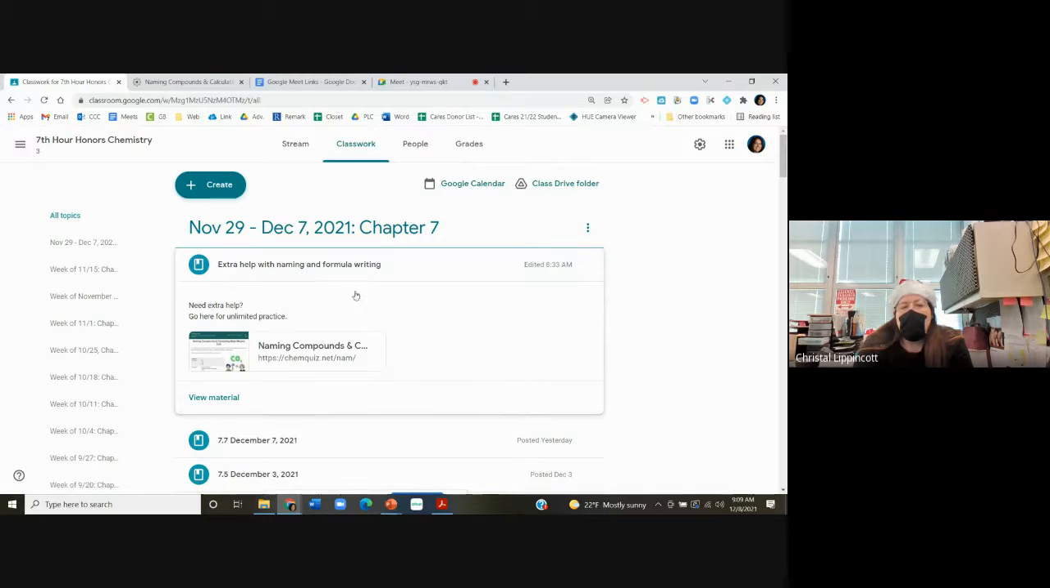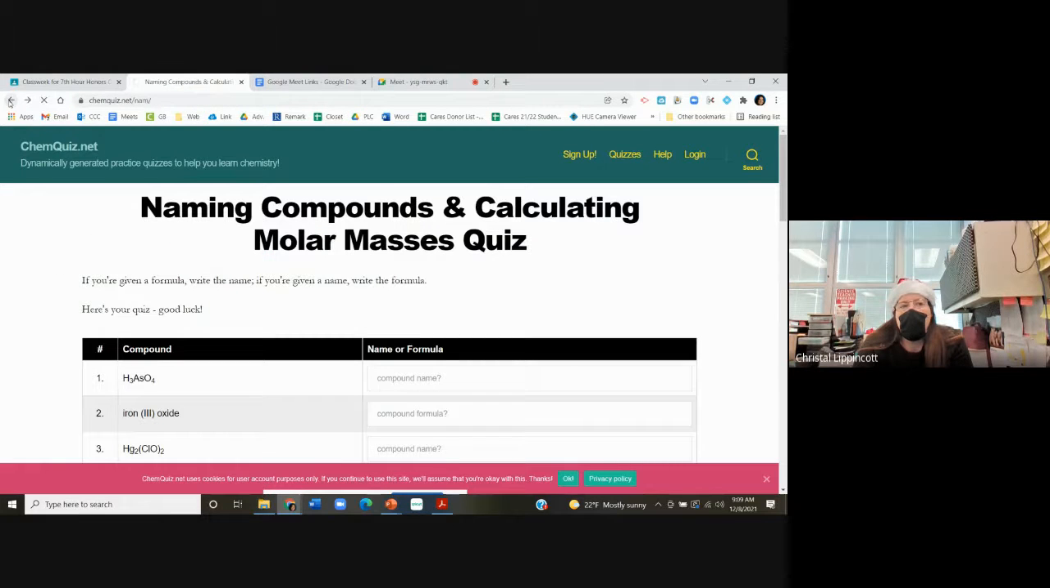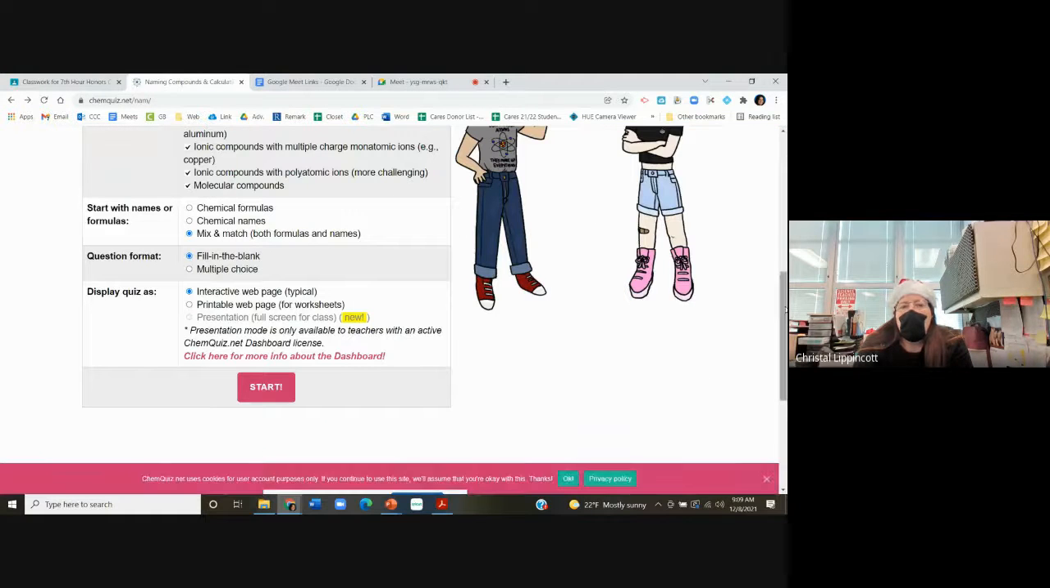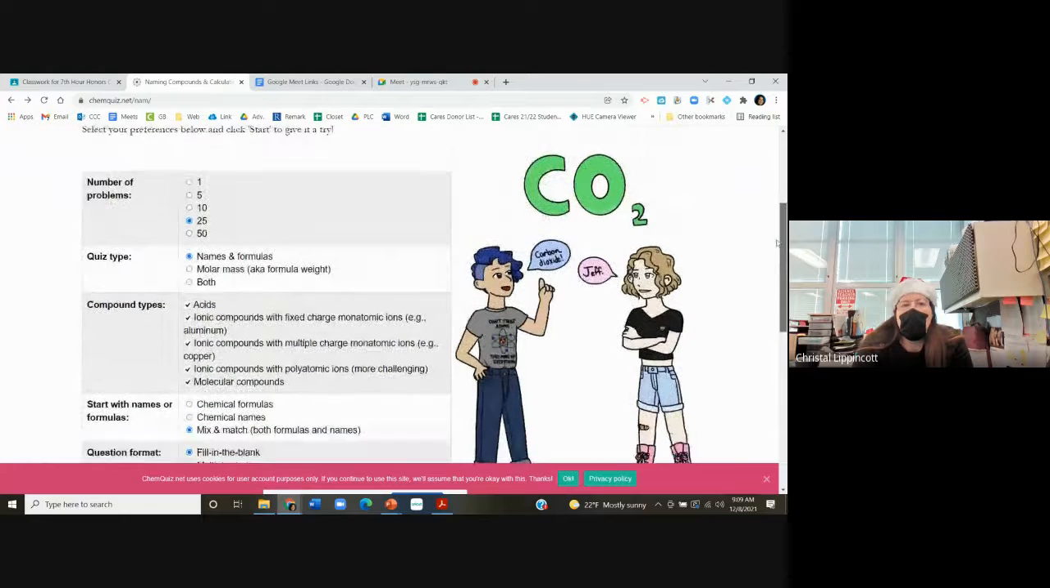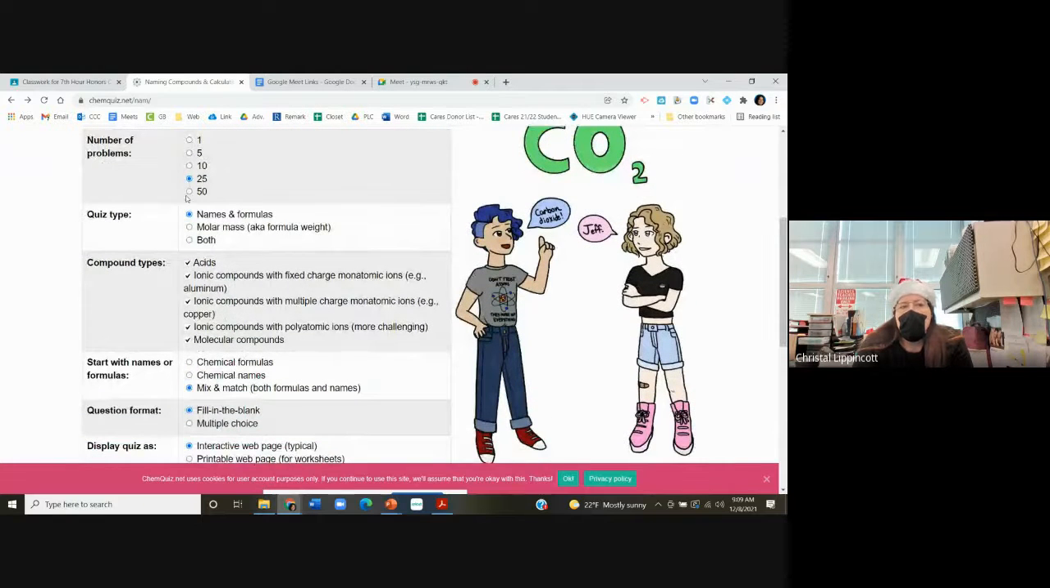If you are still struggling with that, this website is great because at this website you can tell it what you want to practice, and you can tell it how many you want to practice. You tell it whether you just want names and formulas right now. You guys should know how to do molar mass, and we're not really doing that in this unit. So just select names and formulas. Then right now, you know how to do all of this, so start practicing it all.